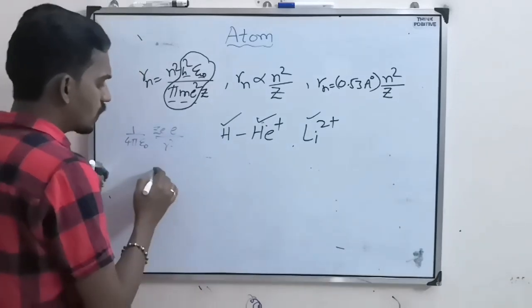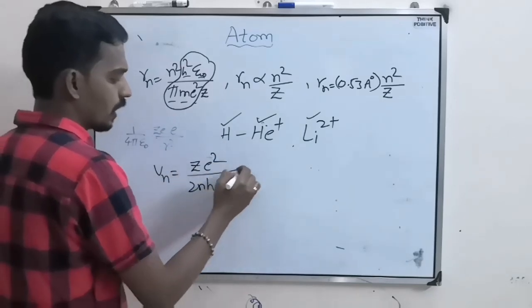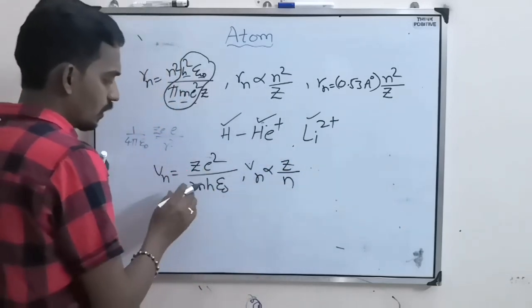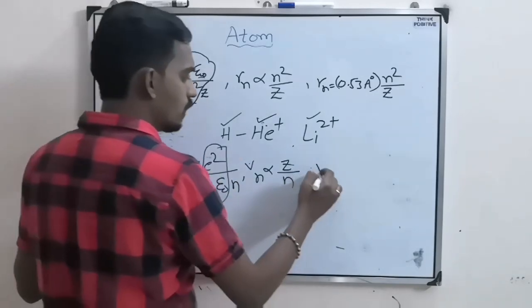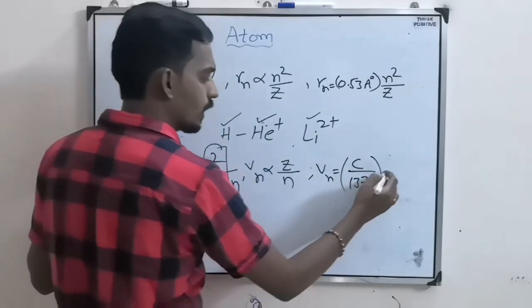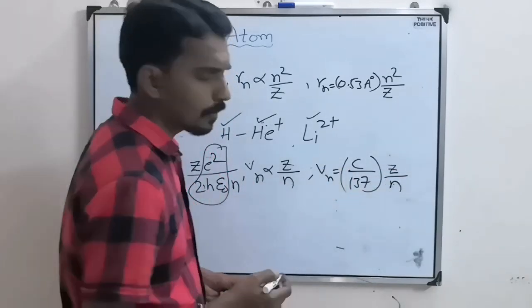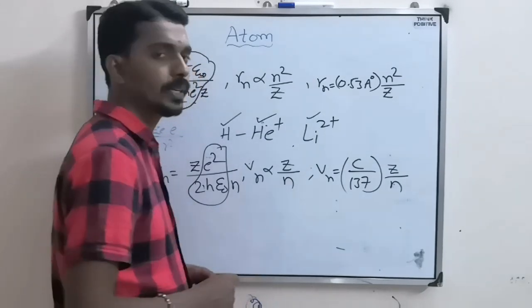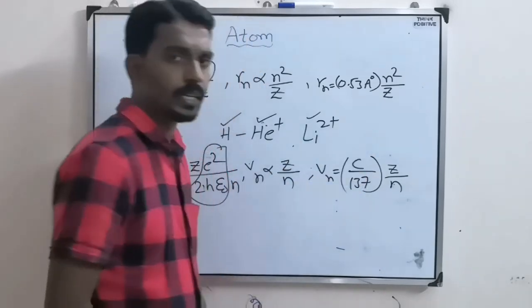Similarly, for velocity Vn, if you consider Ze square by 2 n h epsilon naught, Vn is proportional to Z by n, where this is one constant. So here Vn is approximately c by 137, where c is the speed of light, into Z by n. Or it will come around approximately 2.16 into 10 power 6, or you can take 2 into 10 power 6 approximately. So this is the speed of the nth orbit electron.